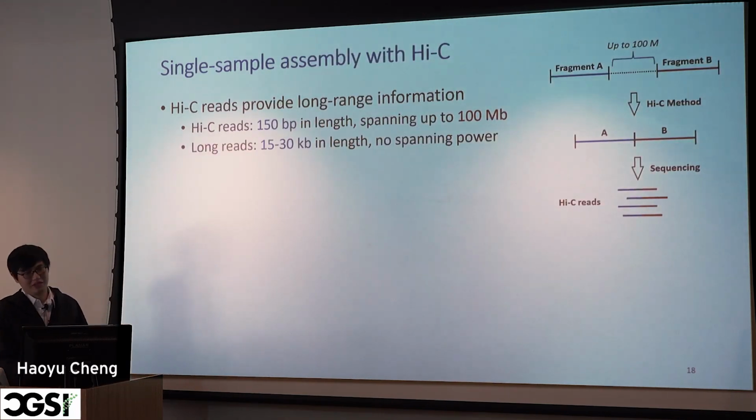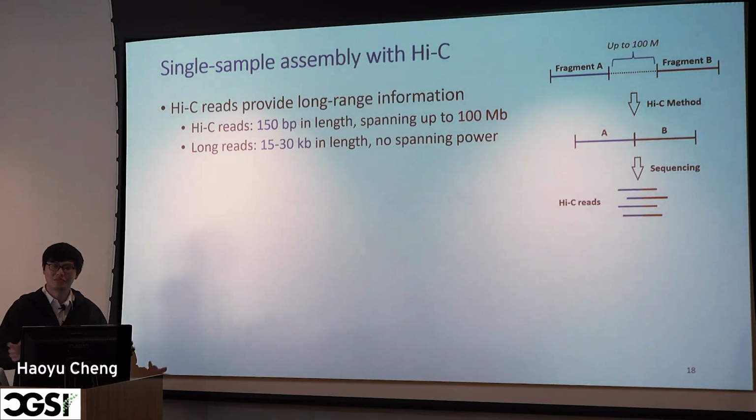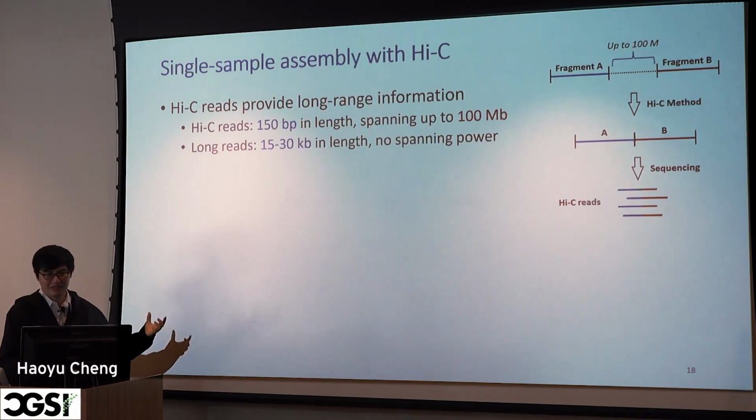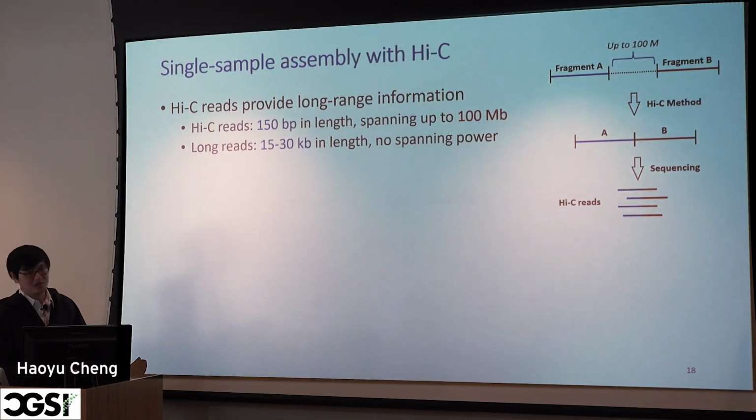To solve this issue, we additionally incorporate Hi-C. In most cases, Hi-C reads are short reads, although nowadays we probably also have Hi-C long reads, but here we just talk about Hi-C short reads. If we look at the example on the right side, they are still just Illumina short reads, but they could provide long-range information of up to 100 megabases. In comparison, long reads are probably 100 times longer, but they do not have any long-range phase information.